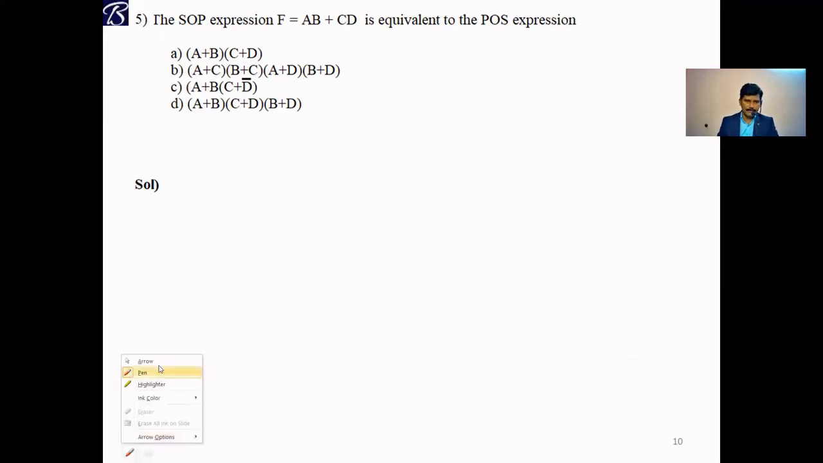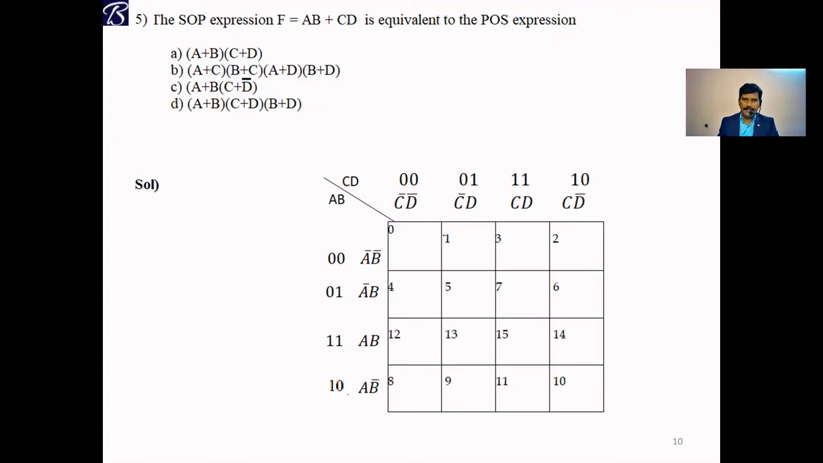So let us do it. AB plus CD, that is SOP. We need to consider ones. AB means this is 1, 1, 1, 1. CD means this is 1, 1, 1.